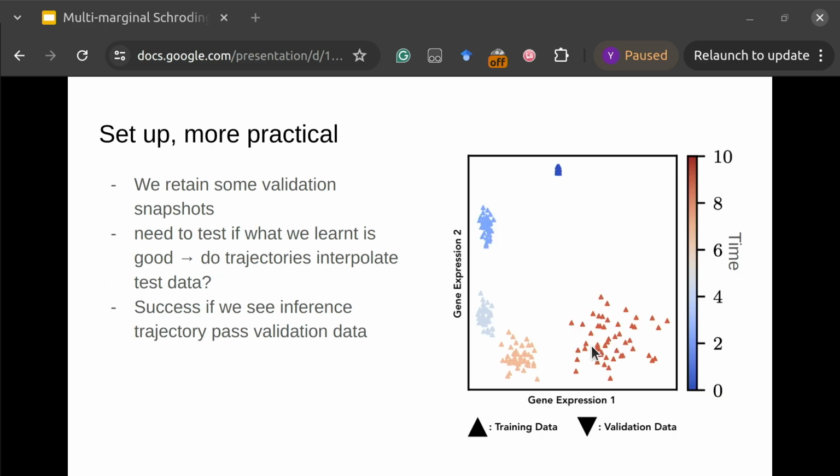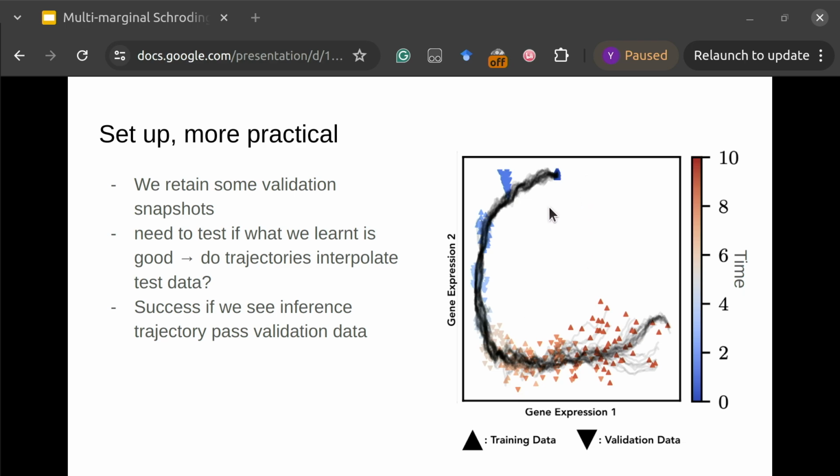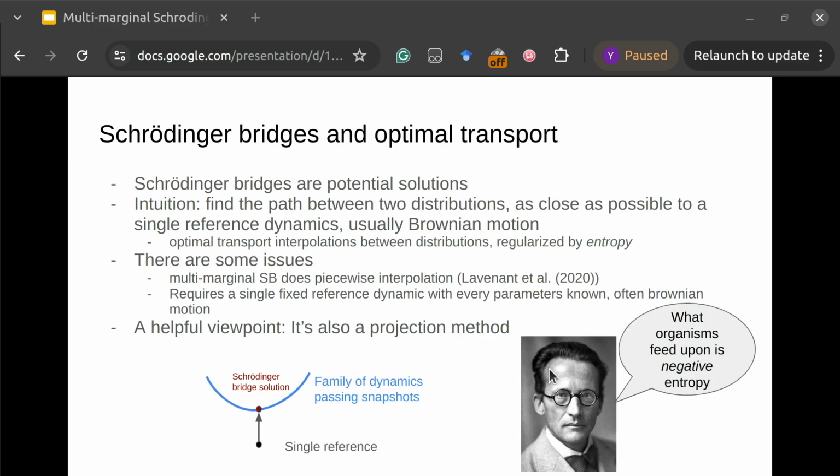More practically, beyond the schematic, to tell whether we work really well, we retain some validation time steps. For instance, we have five training snapshots here, and we retain something in between to see if at least our inferred trajectory passes through this retained data. We say we're successful if we see our trajectory pass through this retained data, and we do some numeric measurements on that. So this would hopefully be a successful example, where we infer these trajectories going along this curve, and these points are retained as validation. I retain some validation data to see if we pass through it.